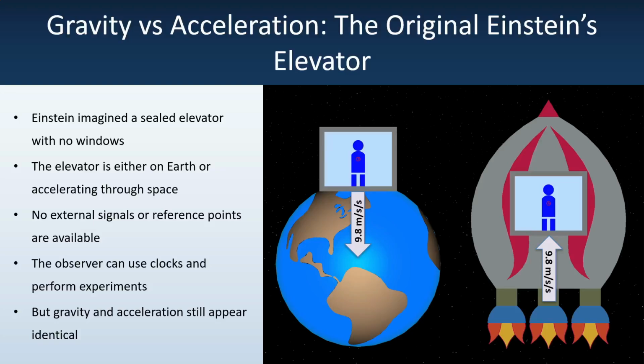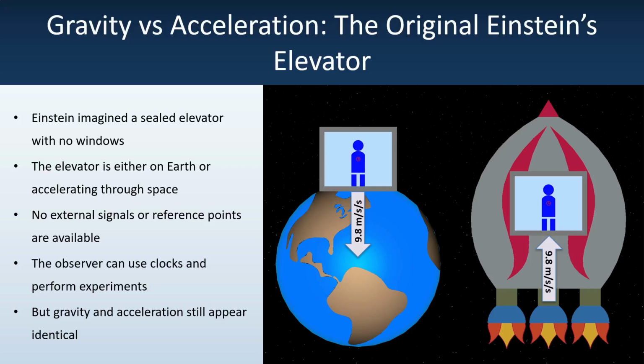Gravity versus acceleration. The original Einstein's elevator. Einstein imagined a sealed elevator with no windows, completely cut off from the outside world. The observer inside feels a downward force. But is it gravity pulling them down, or the floor accelerating upward through space?